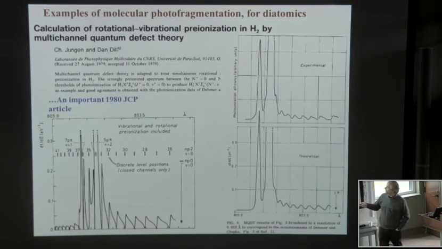This is the famous example from Jungen and Dill for H2, very complicated spectra. The experiment has gotten much higher resolution in the meantime, but this is sort of what the high resolution version of their calculation gives. When you convolve over experimental resolution, it is in virtually perfect agreement with experiment.